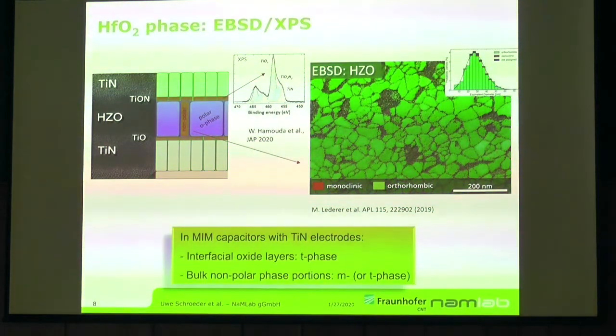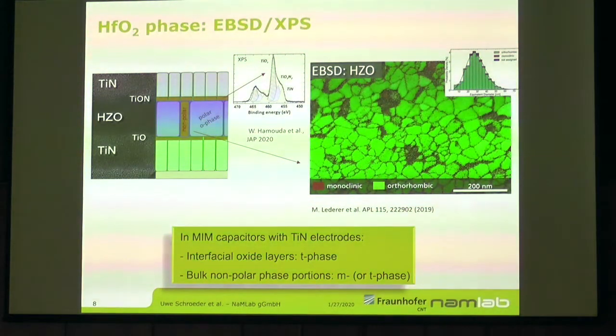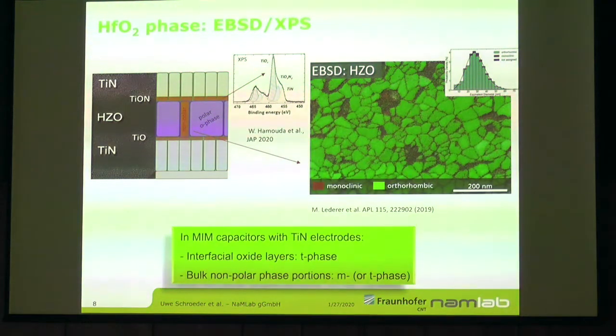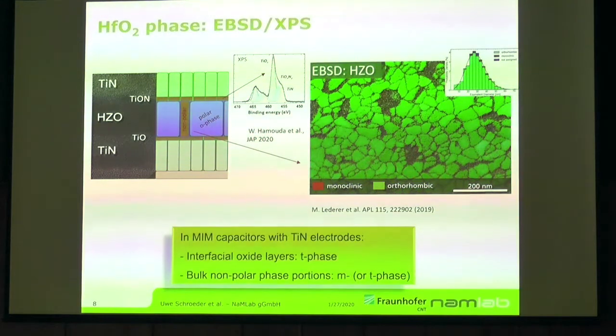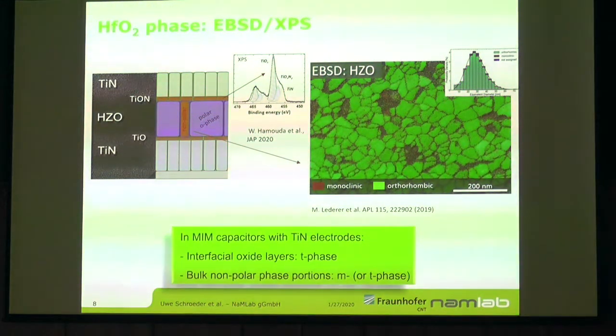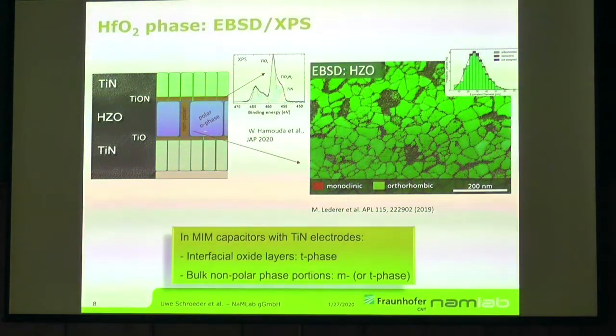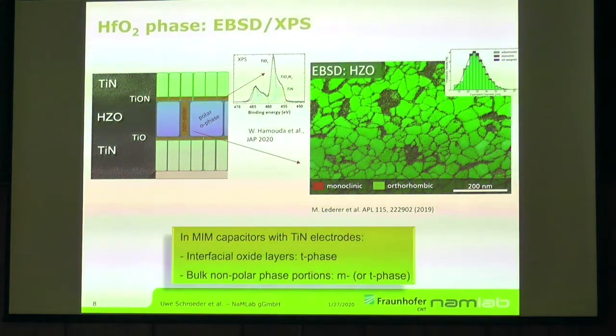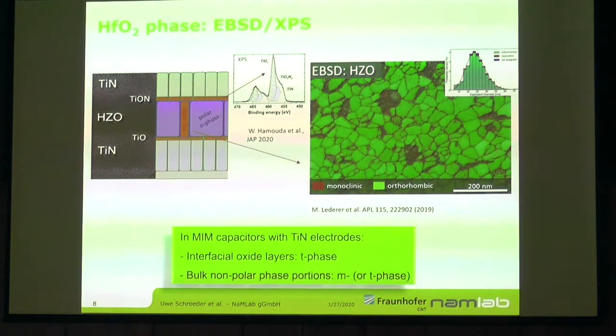If you look here with EBSD from the top on the structure, you can see nicely the hafnium oxide grains, and mainly the larger grains show up as monoclinic grains. So it looks like we have our polar orthorhombic phase grains, but there are also non-polar regions which can have an impact on the ferroelectric switching of our device.